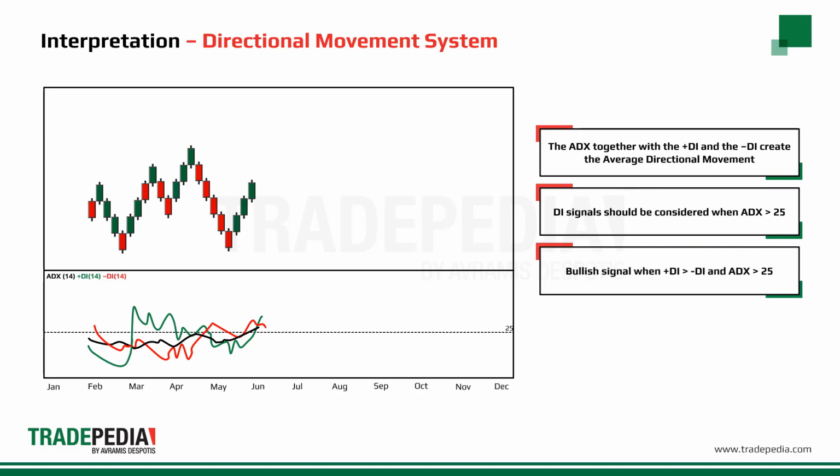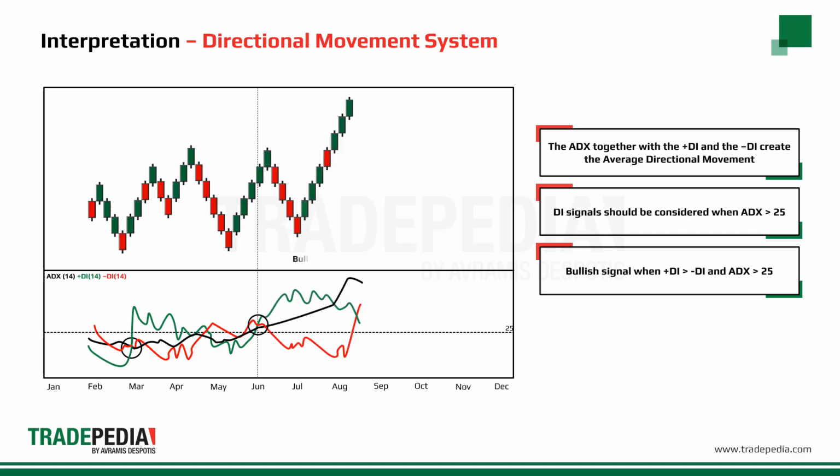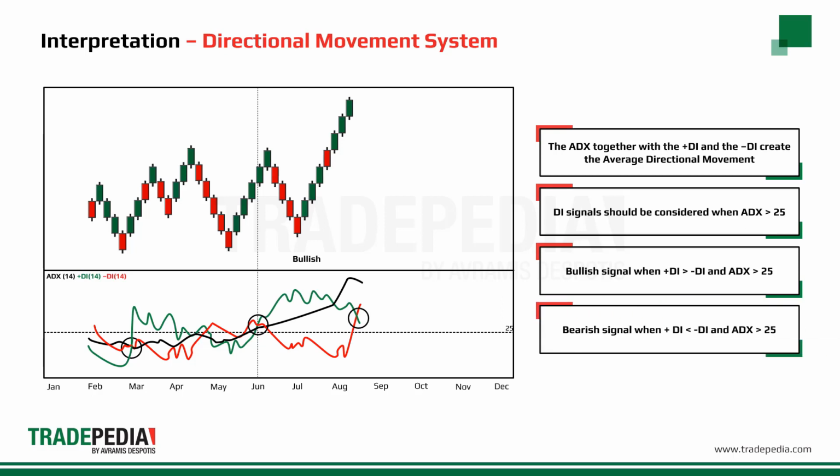The bullish signal we got when plus DI crossed above minus DI should not be acted upon as ADX was below 25. The next bullish signal, however, is confirmed by ADX being above 25. The bearish signal when plus DI crossed below minus DI is a valid signal as ADX is above 25.